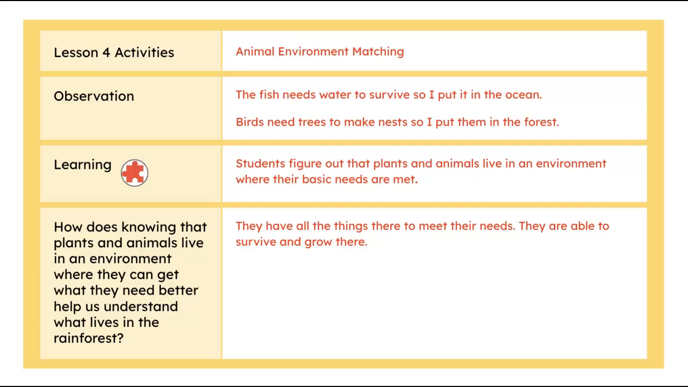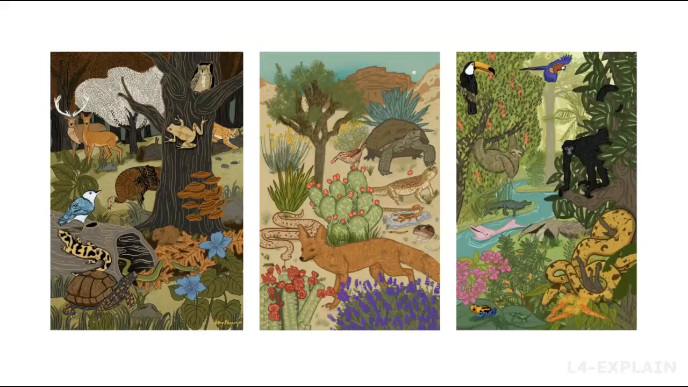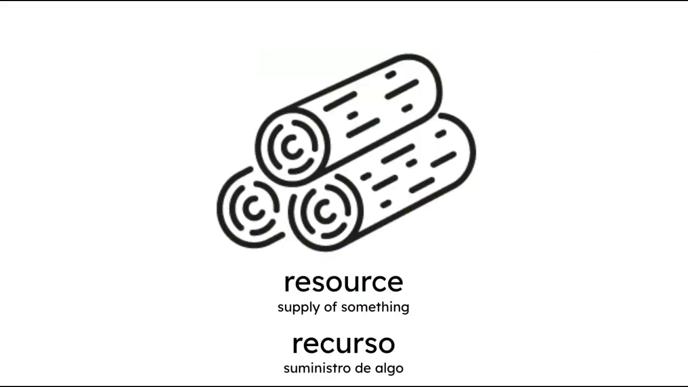From the discussion, students should understand that plants and animals have all the things they need in each of their environments. They are able to survive and grow there. This helps us better understand what lives in the rainforest. You'll begin the discussion in the Explain portion and complete it in the Elaborate portion. During the discussion, you'll show students the rainforest, forest, and desert posters from the kit and post the resource vocabulary card.